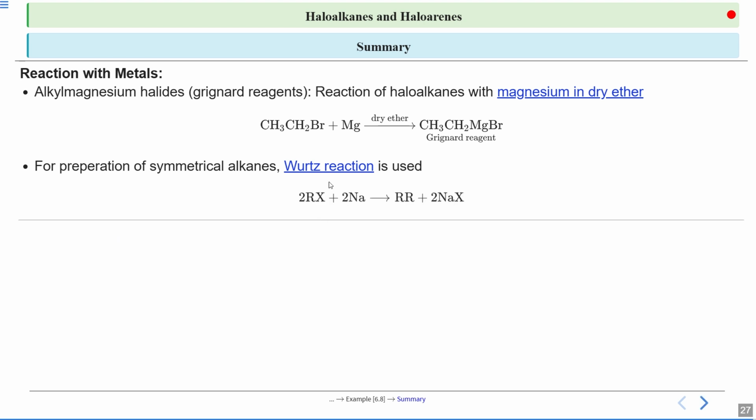So RX, two molecules of alkyl halide join together and react with the sodium metal to join together as a product and give you a final hydrocarbon having double the number of carbon atoms, plus 2 sodium halide will be your side product.